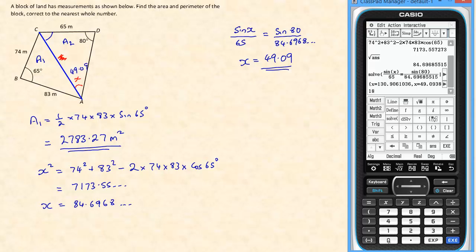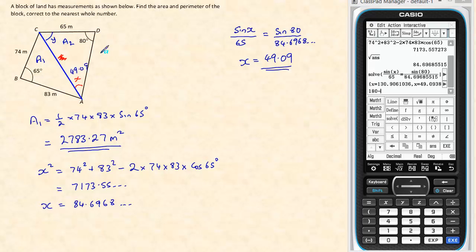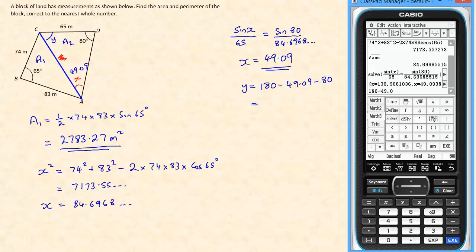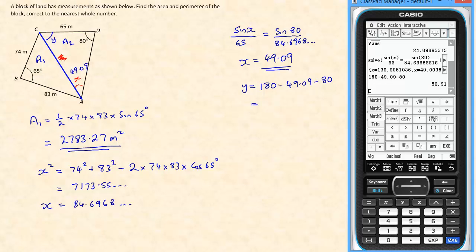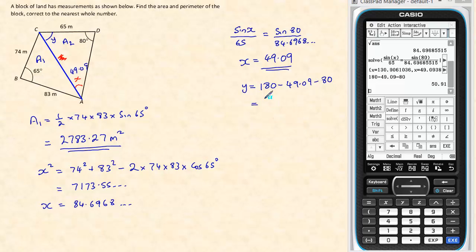And then, of course, we can get the third angle here, because we know that that's just going to be 180 take away, let's call this angle up here y for the moment. And then y is going to be 180 take away 49.09, take away the 80 we knew to start with. And that's 50.91.